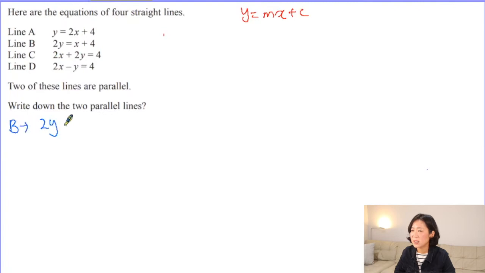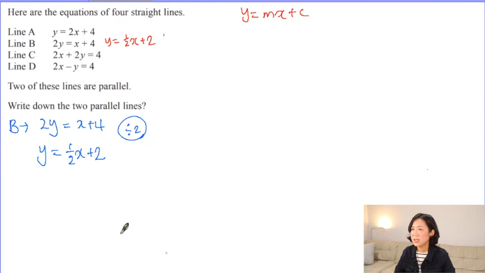Let's change this into the standard form. All we need to do is divide by 2. So y equals half x, and 4 divided by 2 is 2. So this is the standard form. Let's write it down: y equals half x plus 2.